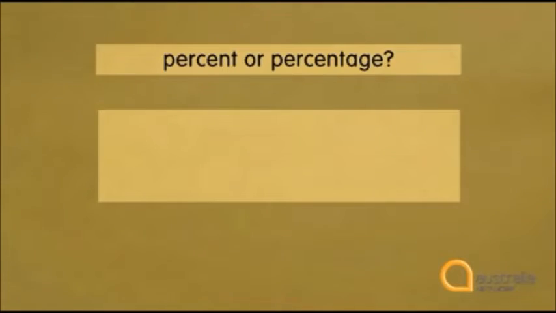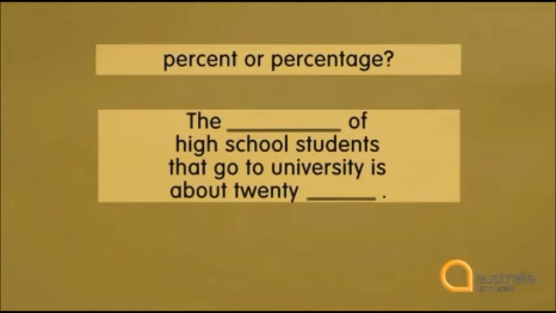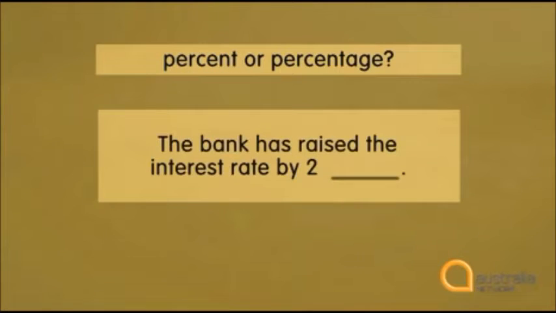Okay, now let's test you using percent or percentage. The of high school students that go to university is about 20. The percentage of high school students that go to university is about 20%. The bank has raised the interest rate by 2%.